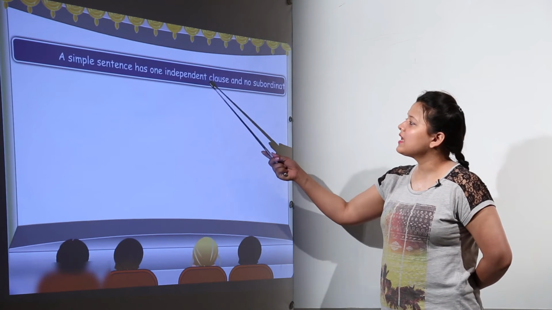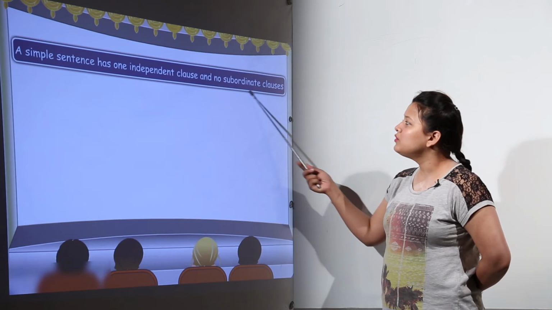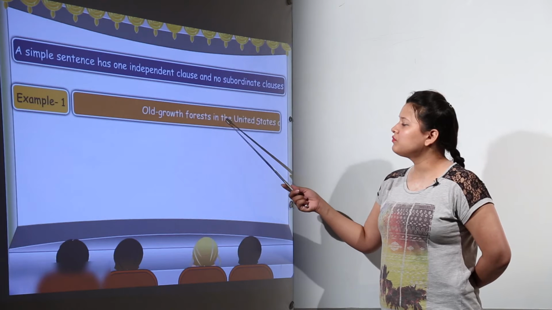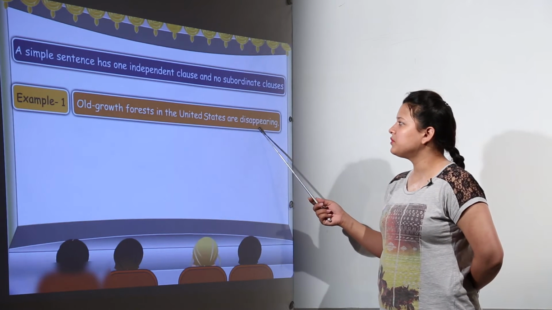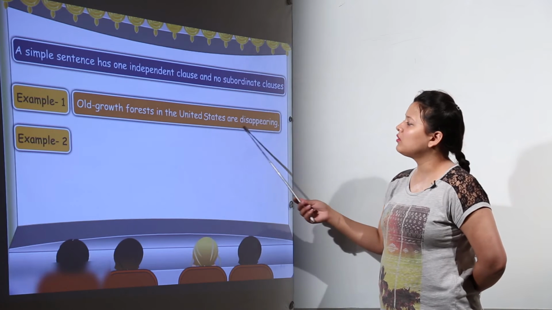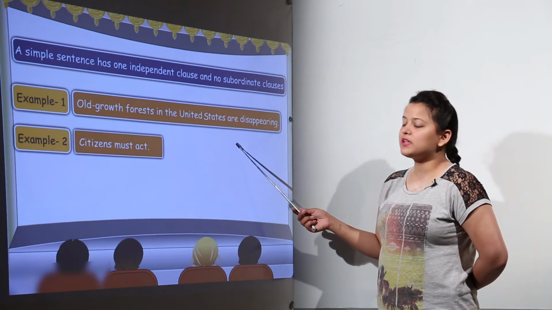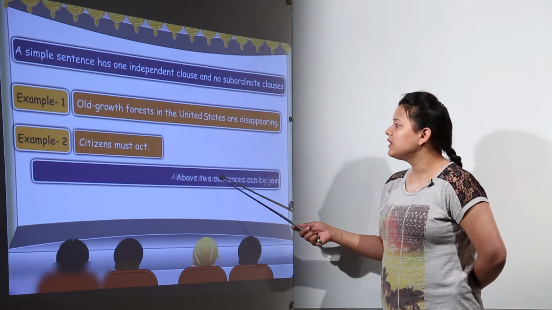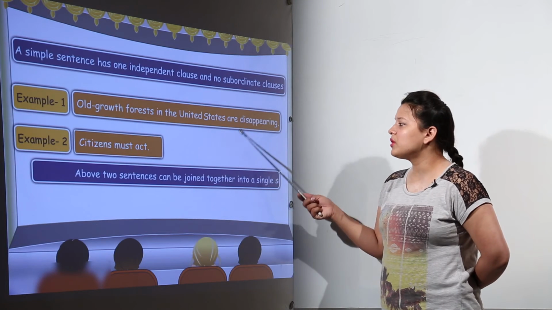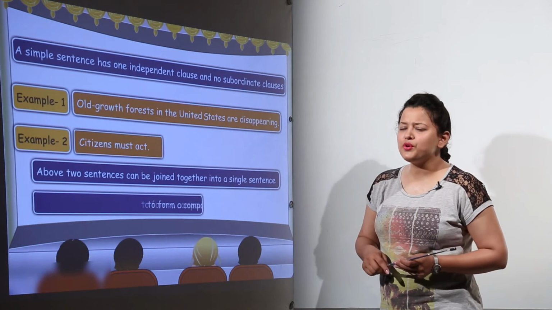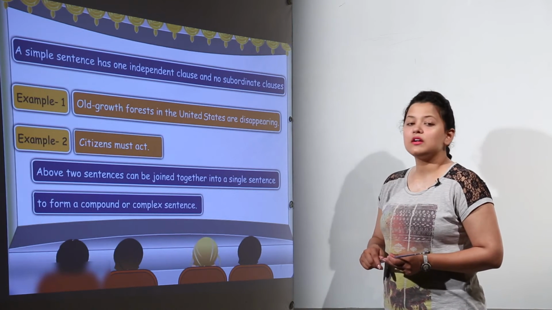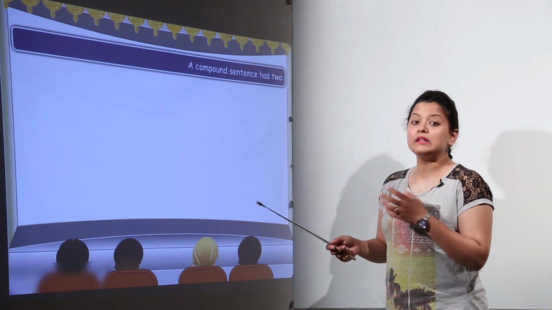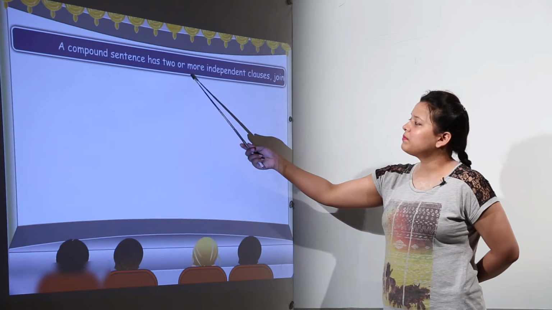A simple sentence has one independent clause and no subordinate clauses at all. For example, we can have old growth forests in the United States are disappearing. Now there is one independent clause here and no subordinate clauses at all. The other example is citizens must act. So here in the two sentences, if we want to join them together, we can join them also by using the conjunctions. So that will be helping us to form another type of sentence, a compound sentence.